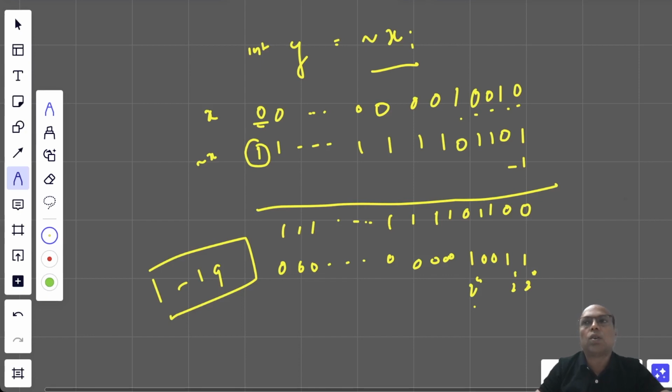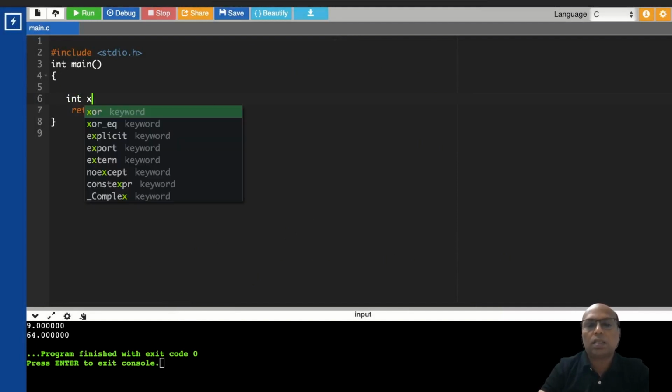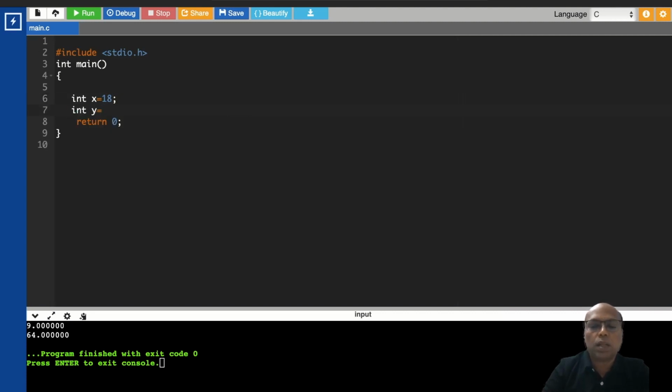Okay, so let us see whether what I said is right or wrong. Let's go and see here what I can do. I have written like this: integer x is equal to 18. Integer y is equal to inversion of x. The inversion operator is just above your tab key. You can use it for a constant also.